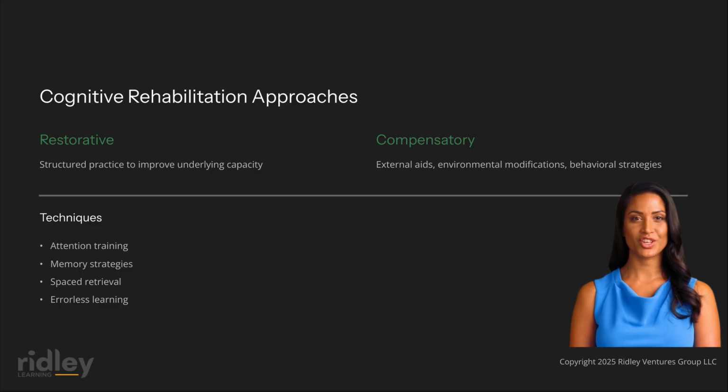selective and divided attention challenges, memory training incorporating encoding strategies, spaced retrieval practice, and errorless learning approaches that prevent consolidation of incorrect responses. Executive function rehabilitation addresses planning, organization, problem-solving, and self-monitoring through structured practice of complex tasks, combined with metacognitive training that builds awareness of cognitive processes and strategy use.